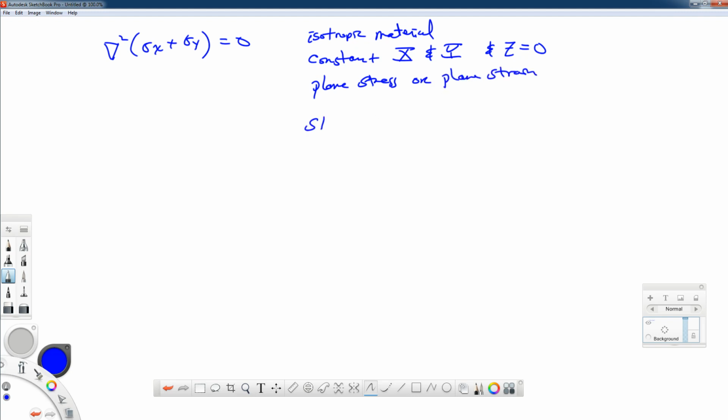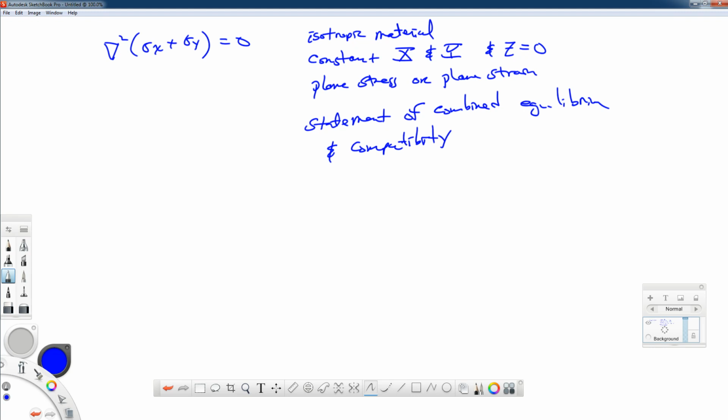And this is a statement of combined equilibrium and compatibility. We use both of those equations in here.